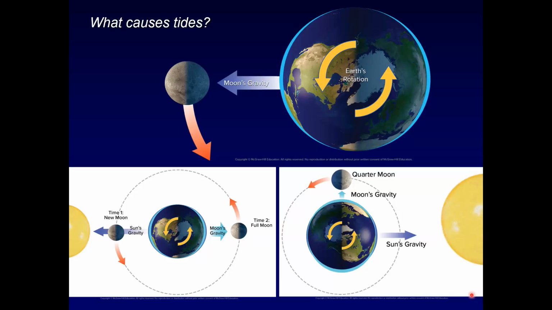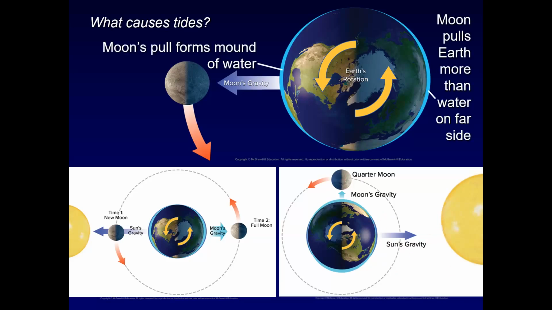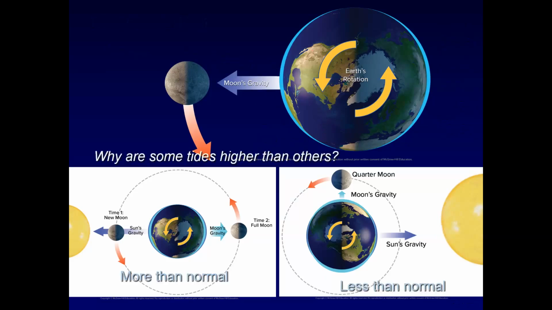Now the sun is larger, but it's further away, so it has less of an effect than the moon's gravity. And this is not to scale, by the way. They're shown as like way closer than they actually are. So each coastline rotates past each mound, say, once per day. Why are some tides higher than others? You can have a situation where you have more than normal and less than normal.